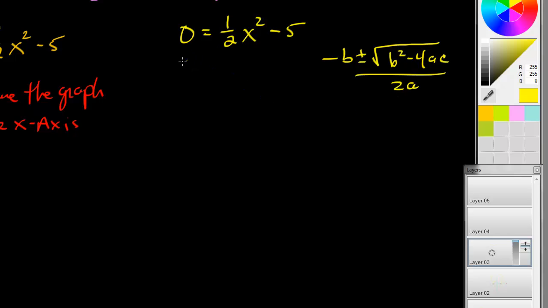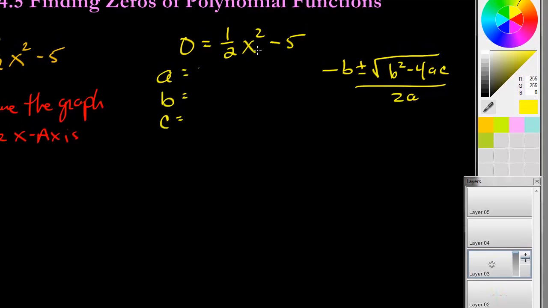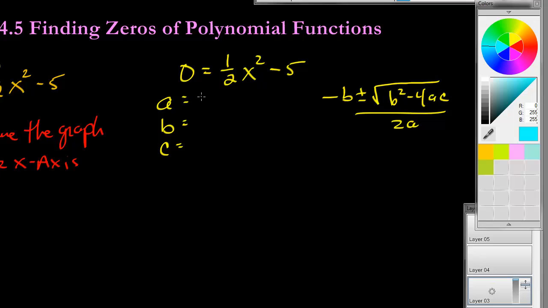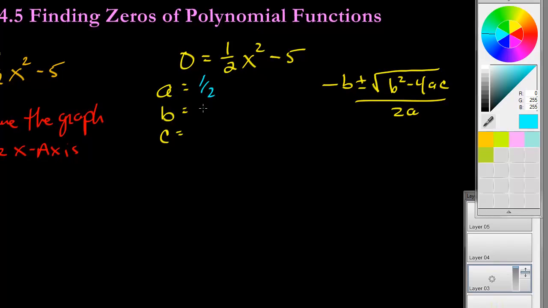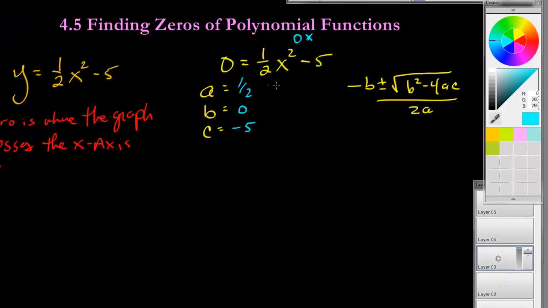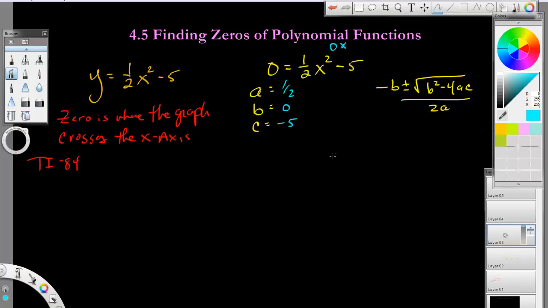And if we list the variables here, a, b, and c, a would be 1/2. What would b be? 0, because there's nothing here. That's actually 0x, right? There's no x term, so that's 0. c is negative 5. And if we quickly plug this all in here, let's do that.